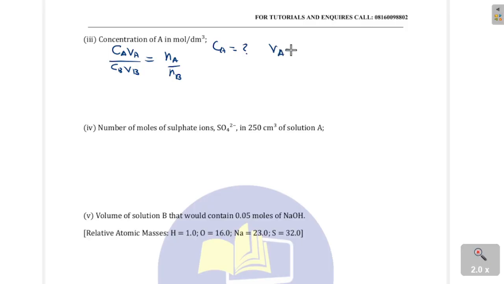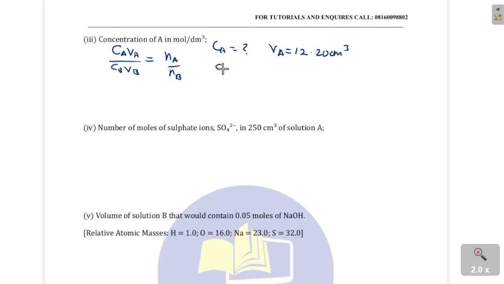Va is the titer value you obtained. That's the volume of acid you used, and in this case, we are using 12.20 cm cube. Whatever titer value you have obtained, maybe with your teacher in school, that is the value you are going to use here.